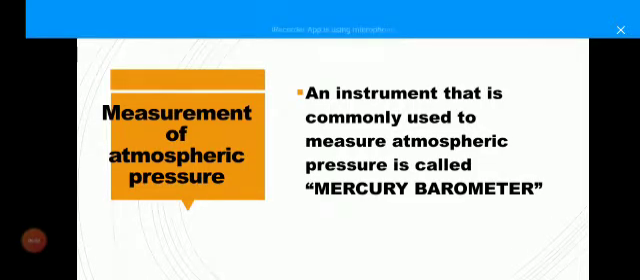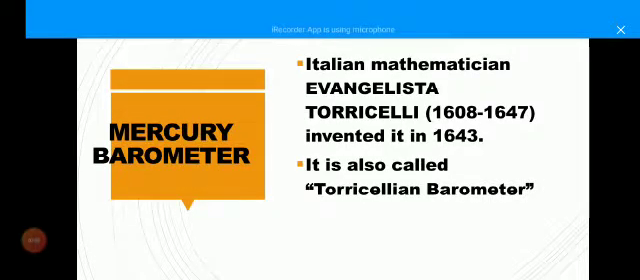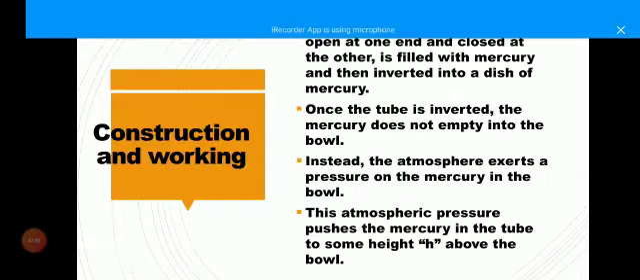Measurement of atmospheric pressure. An instrument that is commonly used to measure atmospheric pressure is called a mercury barometer. The Italian mathematician Evangelista Torricelli, 1607 to 1647, invented it. In 1643 he invented the mercury barometer. It is also called the Torricellian barometer.